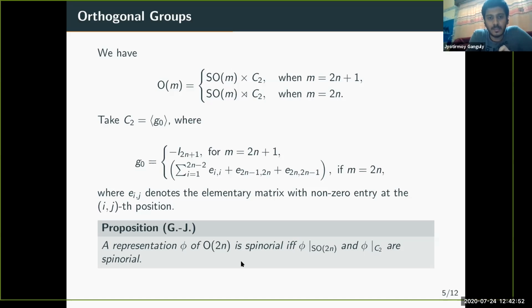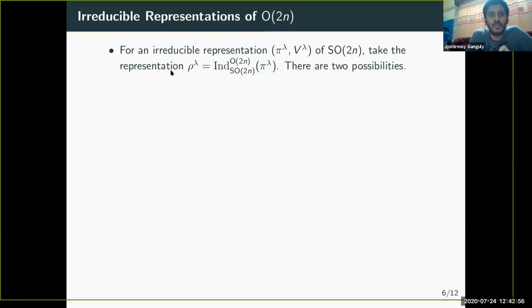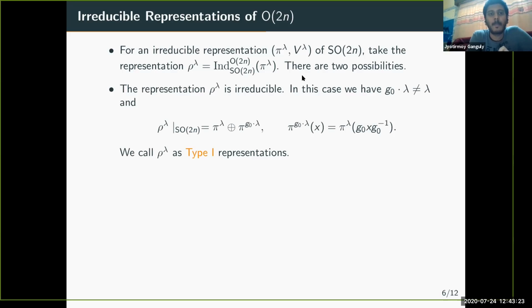Okay, now let us survey briefly how the irreps of O2N come. You just start with an irreducible representation pi lambda of SO2N. The representations are basically parameterized by the highest weights lambda, and take the induced representation to the orthogonal group, call it rho lambda, and there are two possibilities. In the first case, rho lambda is irreducible. In that case, if we take the restriction of rho lambda to SO2N, it decomposes as pi lambda direct sum pi g naught dot lambda, where pi g naught dot lambda evaluated at an element x is equal to pi lambda evaluated at g naught x g naught inverse.